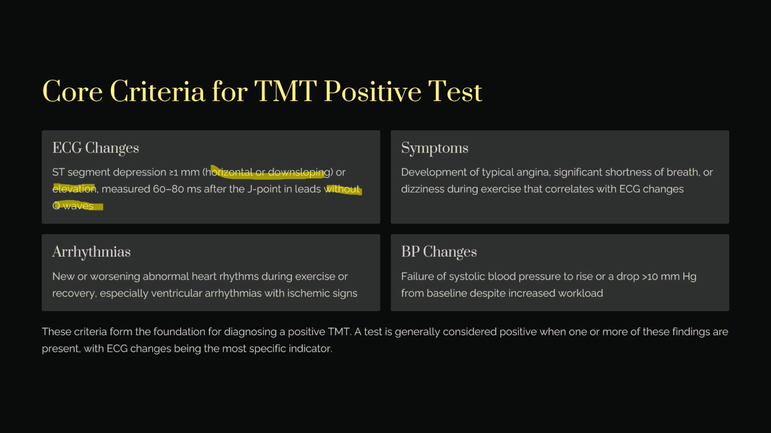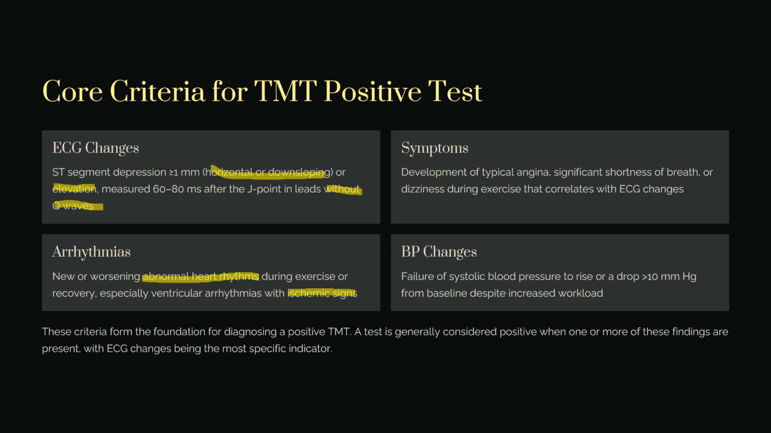Now, arrhythmias: new or worsening abnormal heart rhythm. That means the heart rate will not increase gradually from the pre-exercise rate. There will be some alteration in the heart rhythm which will indicate an ischemia sign. What is ischemia? Almost no oxygen or very little oxygen in the blood.